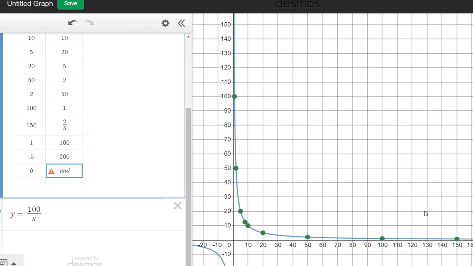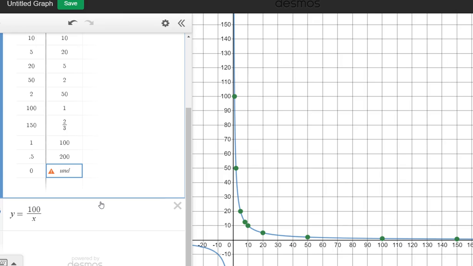They have asymptotes. An asymptote here at the y-axis and another asymptote at the x-axis. They have undefined values. Something we notice is that as x gets really, really big, y tends to level off, or as x gets really, really close to a certain number, in this case 0, y gets really, really big. So this is just an example of a rational function, and we're going to start exploring rational functions in this unit.